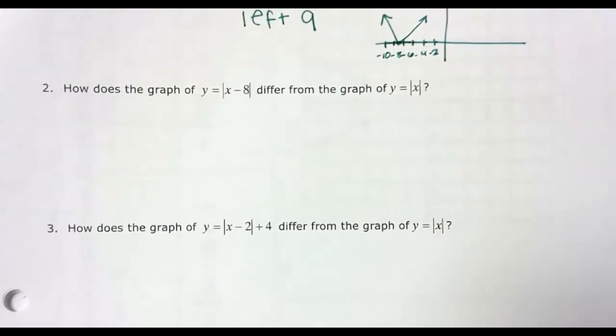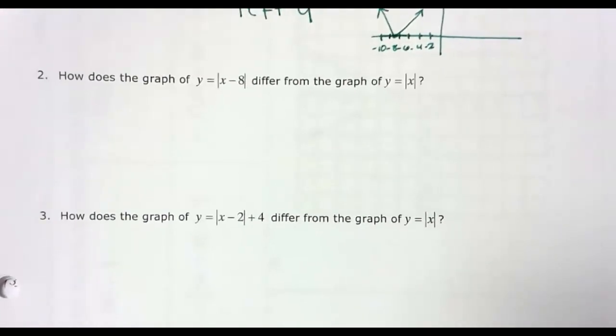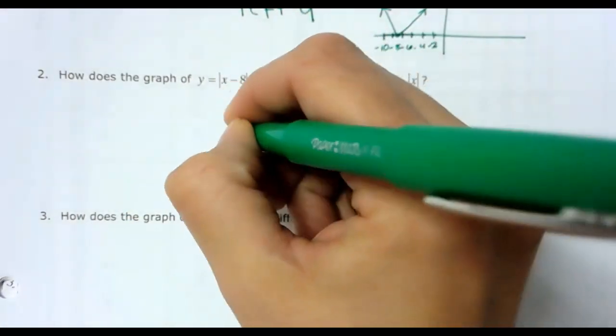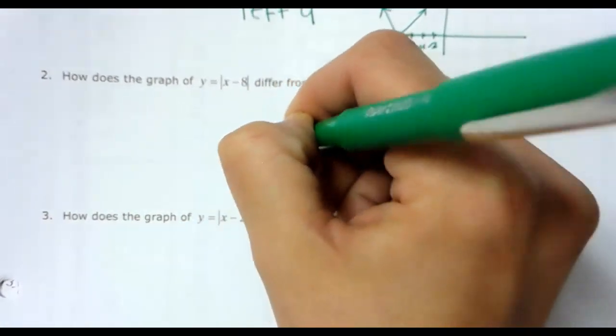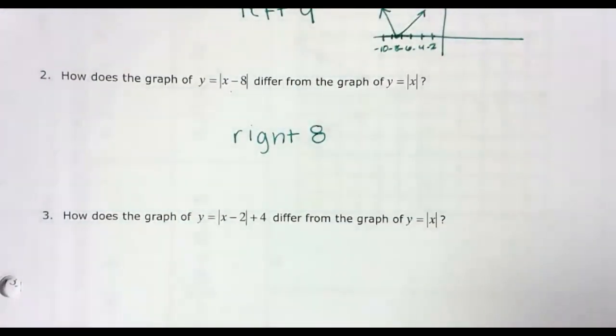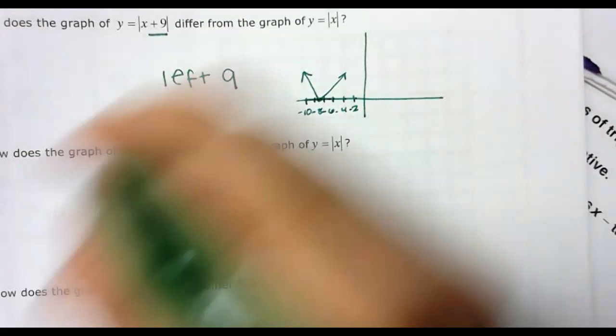Okay, number 2. How does the graph of y equals the absolute value of x minus 8 differ from the graph of y equals the absolute value of x? How are they different now? Go ahead, Colin. Exactly. So since the sign is the opposite, this is now right 8 units. So whatever is happening inside is going to move our graph left or right.